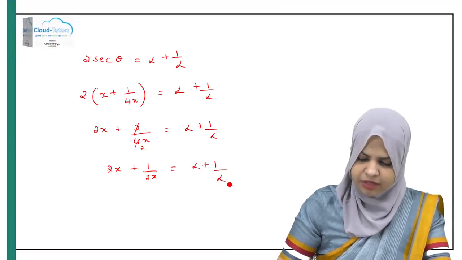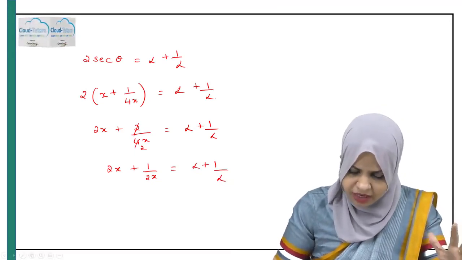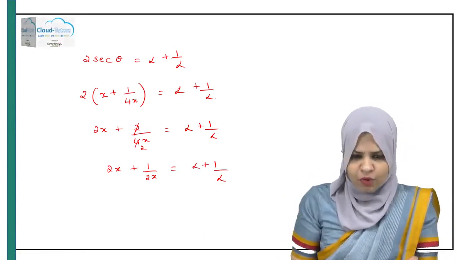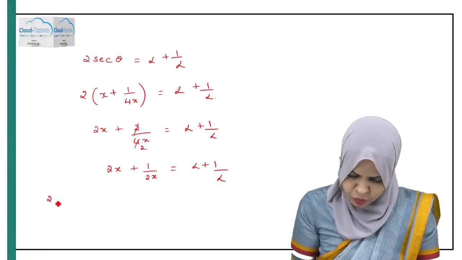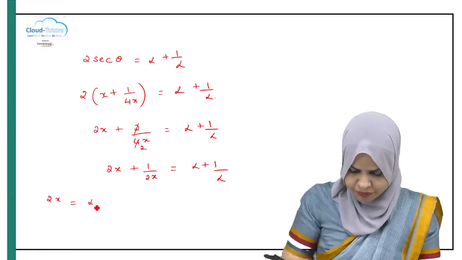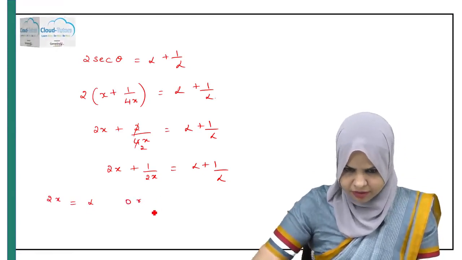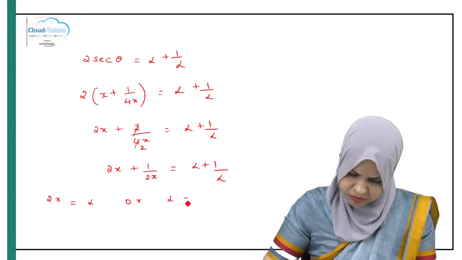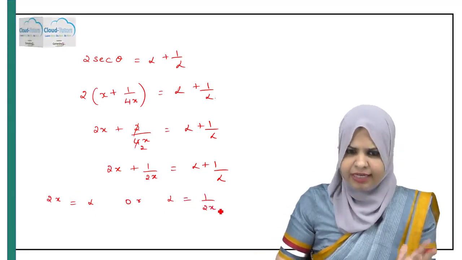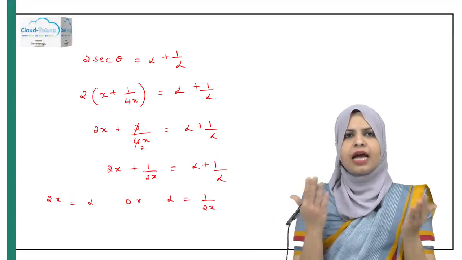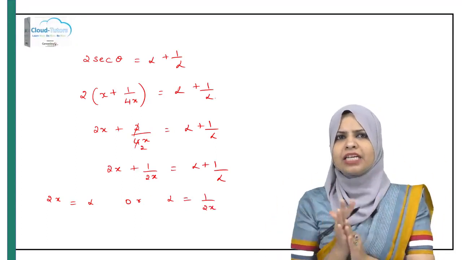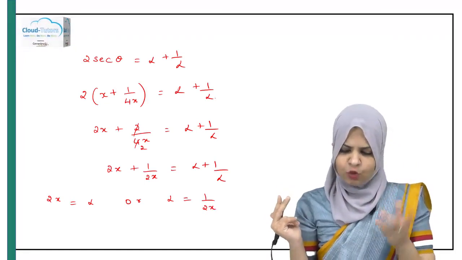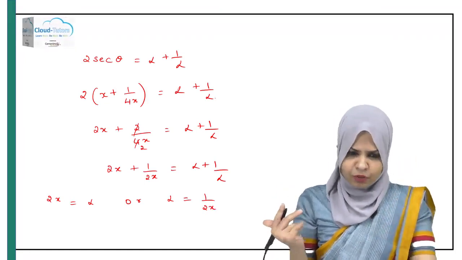1 plus alpha. Now, on comparing, if I compare my LHS and RHS, what is it? 2x is equal to alpha, or alpha is equal to 1 by 2x. Correct? See here, compare it. 2x plus 1 by 2x is equal to alpha plus 1 by alpha. So here, either it can be 2x or it can be 1 by 2x.